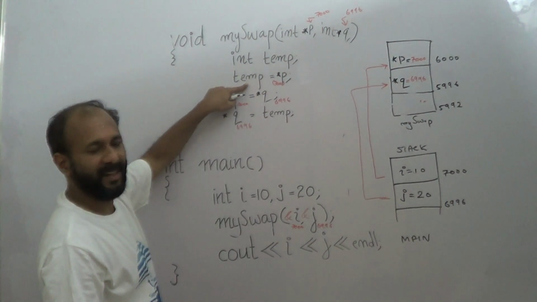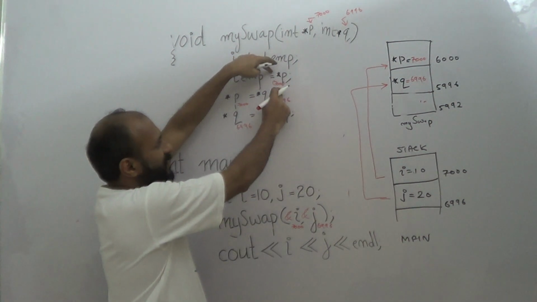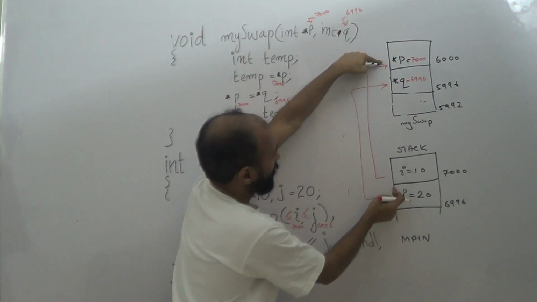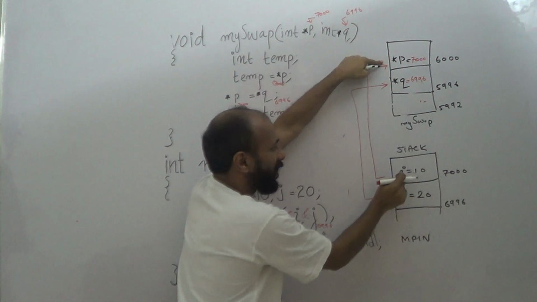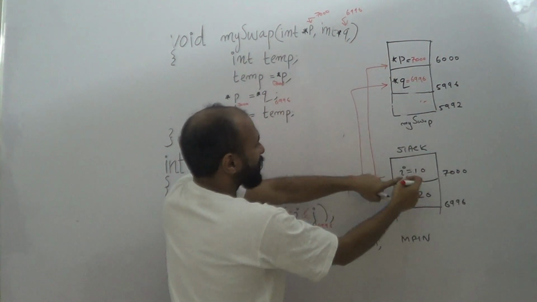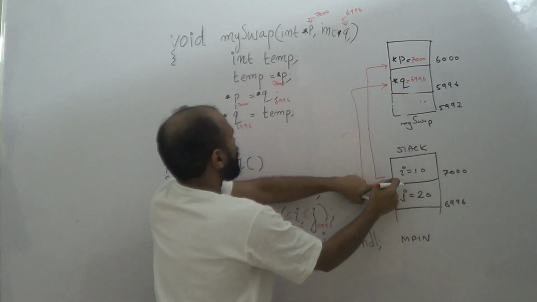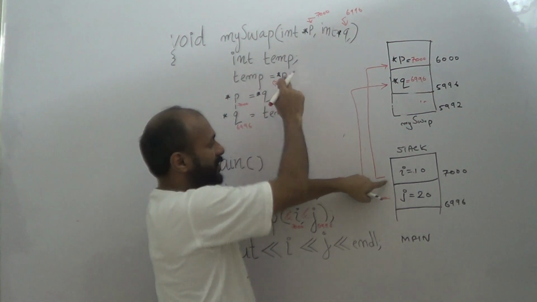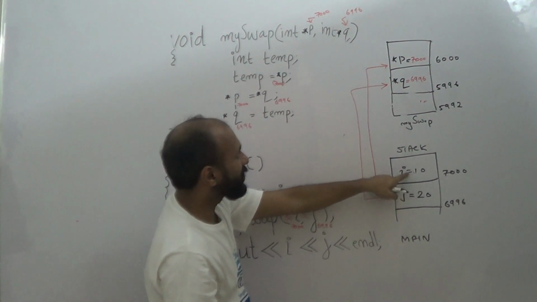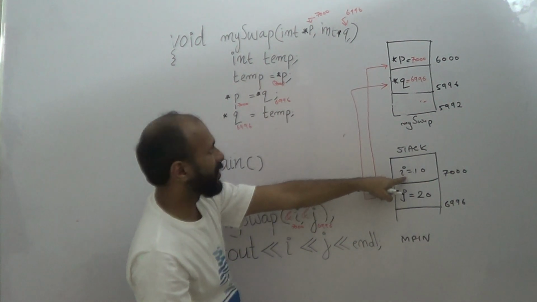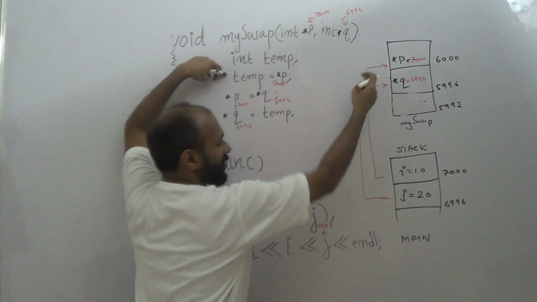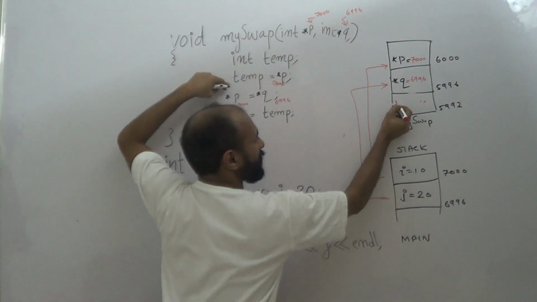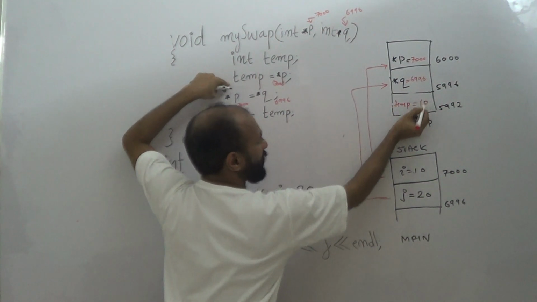Now temp is equal to dereferencing the address 7000 and getting the content. Here p is pointing to i, which is equal to 10. Dereference the address 7000 and get the value. This is 7000, dereference the 7000, that is i, which is equal to 10. This value is getting copied over to temp. So temp is equal to 10.